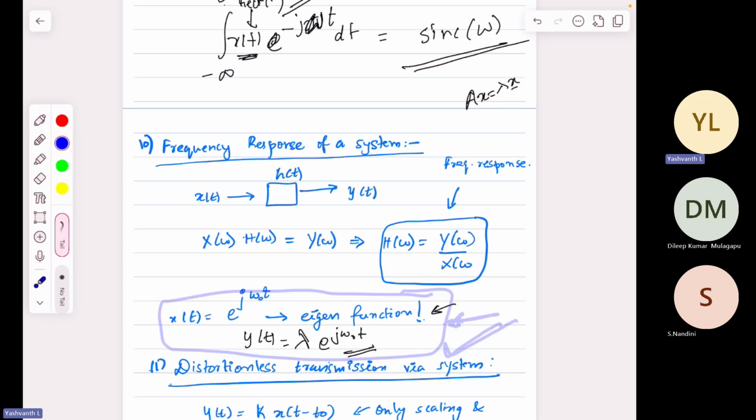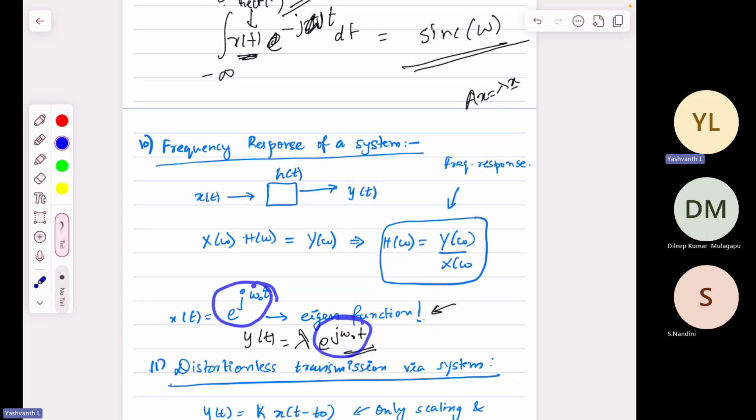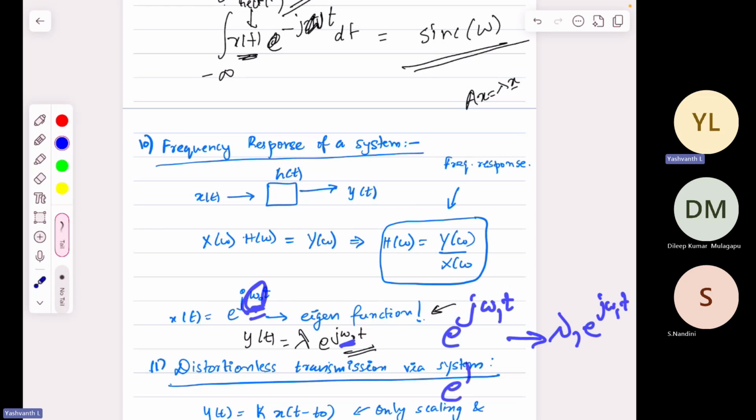They already know that an eigenfunction has the property that the output will be a scaled version of the input. So all they will do is divide output by input. What will remain is lambda, and this lambda will correspond to the Fourier frequency response of the system. They will do this for different omega naughts. Omega naught is one frequency. Pass, let's say, e power j omega 1 t, and you get output lambda 1 times e power j omega 1 t. Pass e power j omega 2 t, and the output will be lambda 2 times e power j omega 2 t.